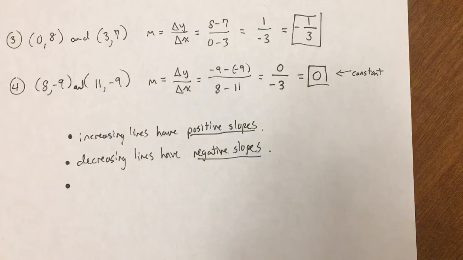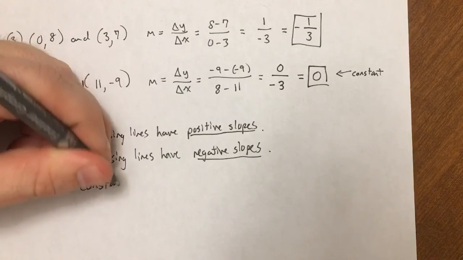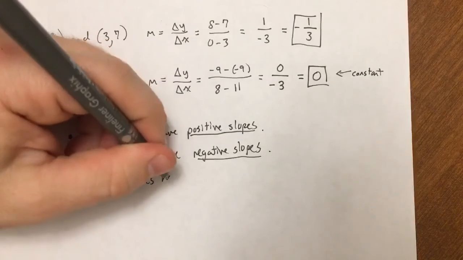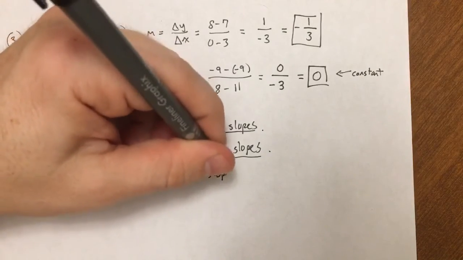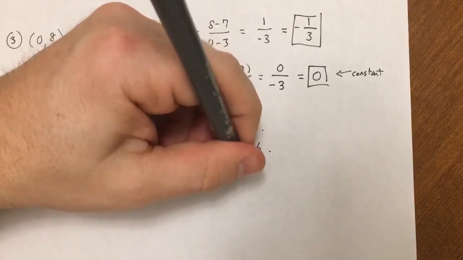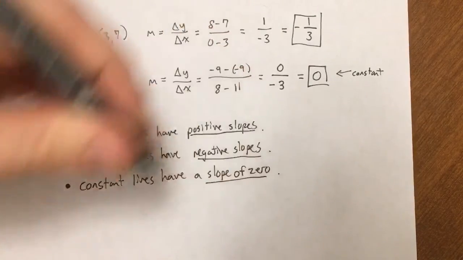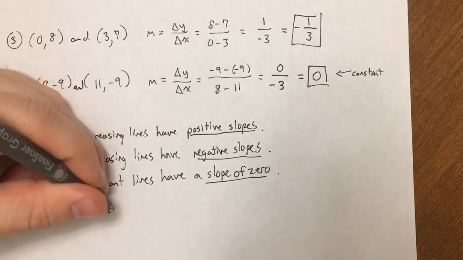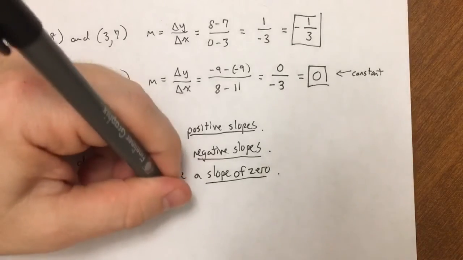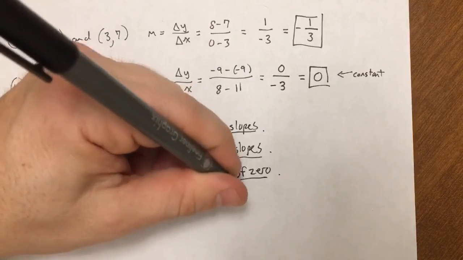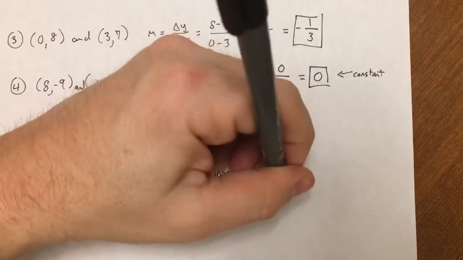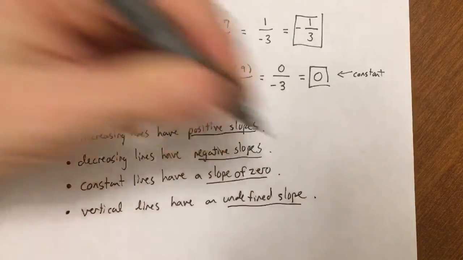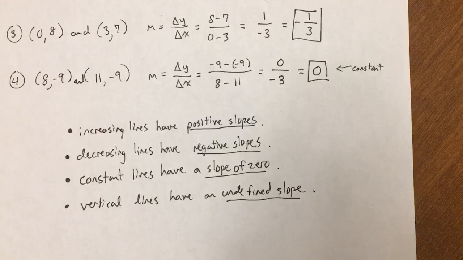A third conclusion we can make is that constant lines have a slope of 0, and vertical lines have an undefined slope. So those are 4 key principles that you need to keep in mind anytime that you're dealing with calculating slopes of lines.